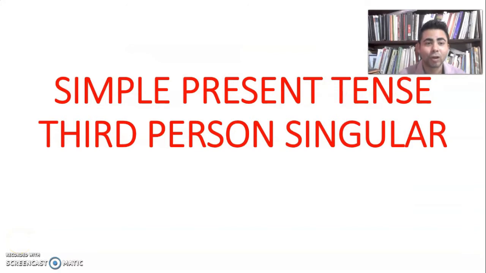Hello class, today we are learning about simple present tense. To do it, we are going to review the rules that we need to apply in third person singular. So, let's get started. This is our topic, simple present tense, third person singular. Let's see.